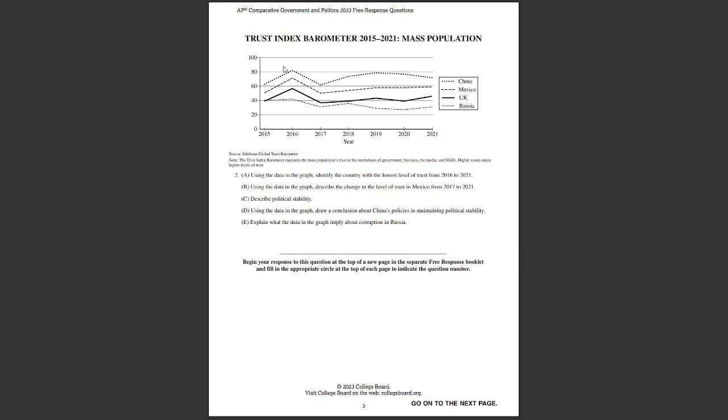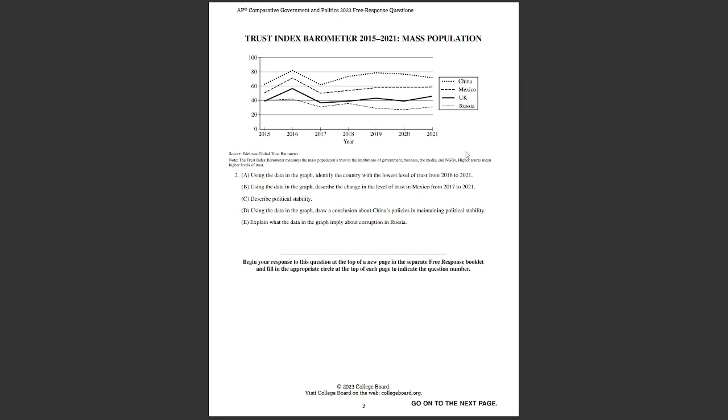The higher the population's trust in the government, would be represented with a higher number. So looking at number 2A, using the data in the graph, identify the country with the lowest level of trust from 2016 to 2021. So you have to look between these 2 years, and you'd find the country with the lowest values, which would be this line, which would correlate to Russia. So that would be the answer for A.